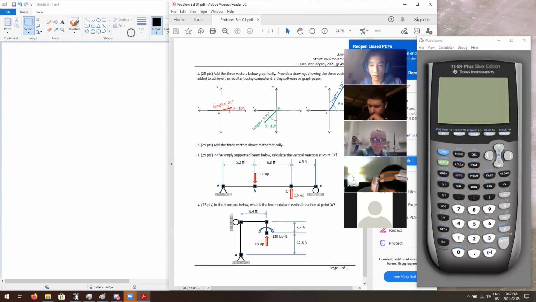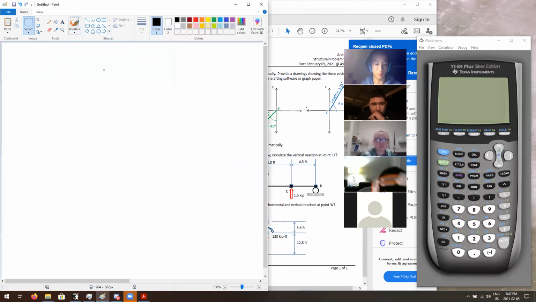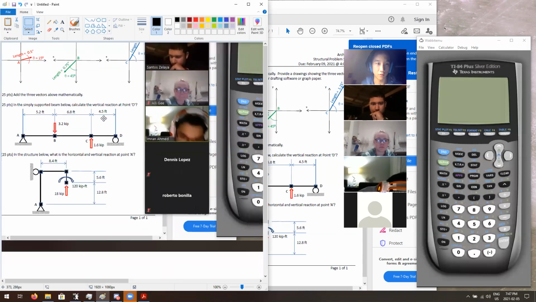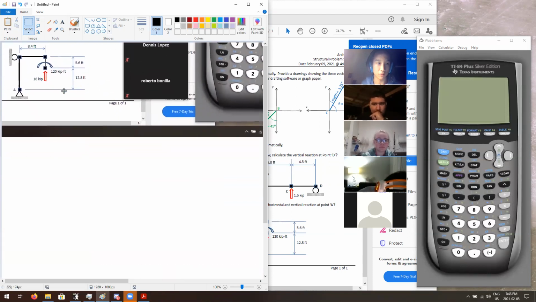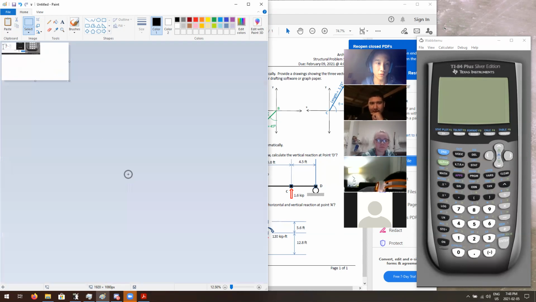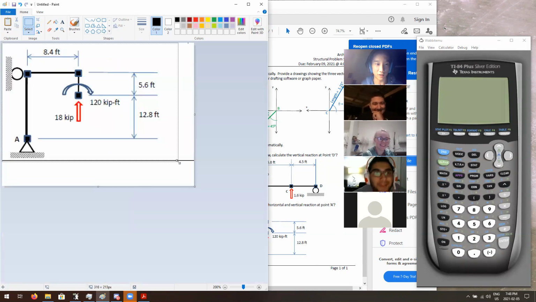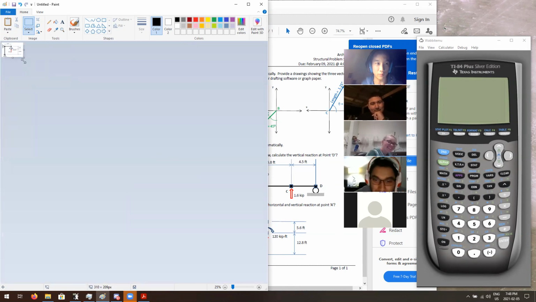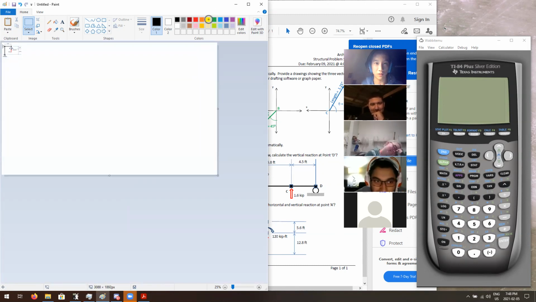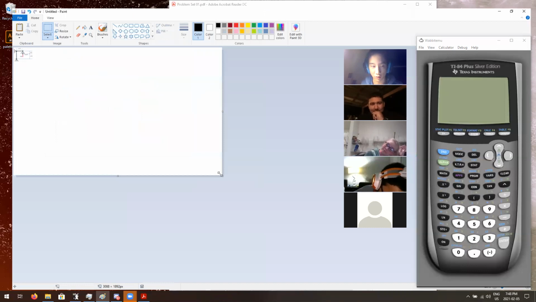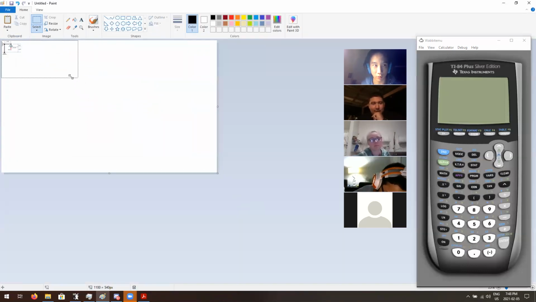I think I'm just going to take a screenshot and then plop it in here. All right, so there is our problem. Now we need the drawing space, the whiteboard space.